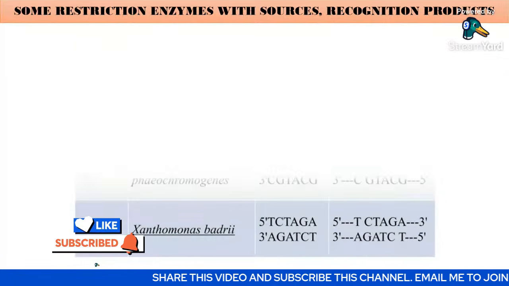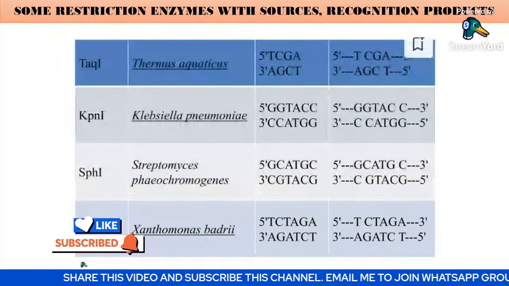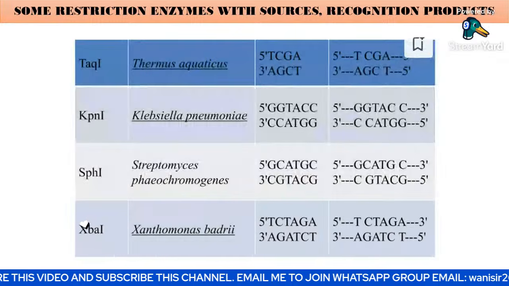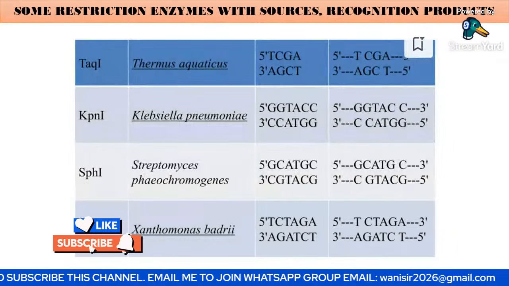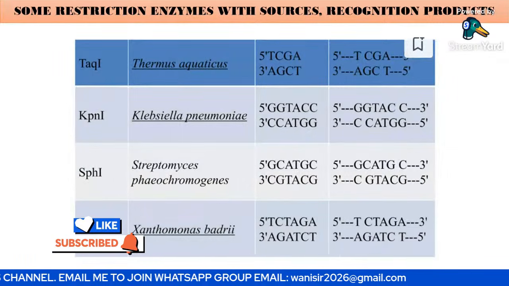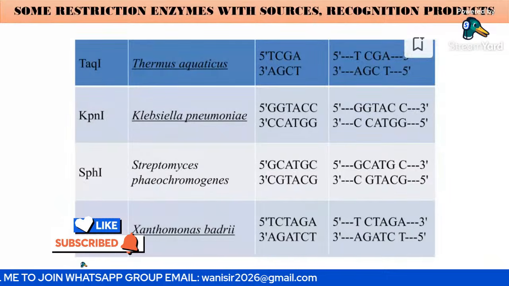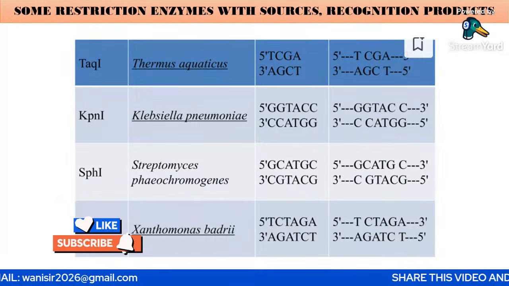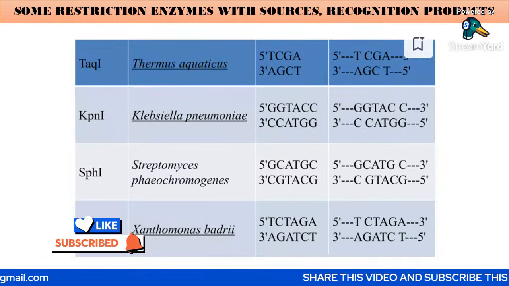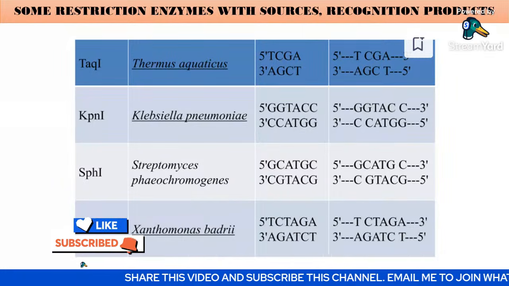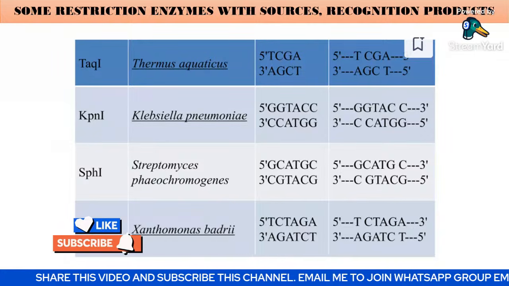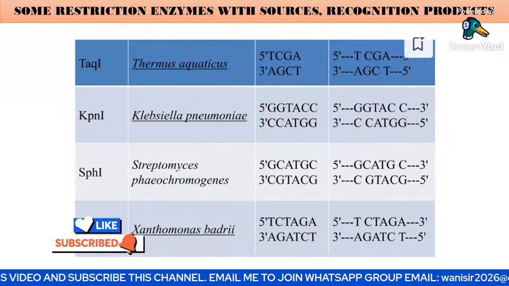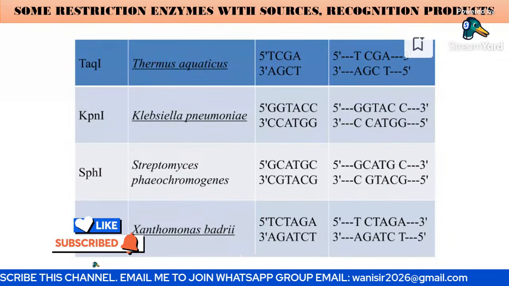So these are other types of restriction endonucleases like TaqI, from Thermus aquaticus, and KpnI, that is Klebsiella pneumoniae, Streptomyces, Phycochromagenes, and XbaI, that is Xanthomonas badrii. So these are the other types of restriction endonucleases and their recognition sites and their sources.